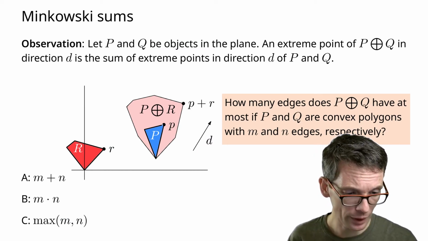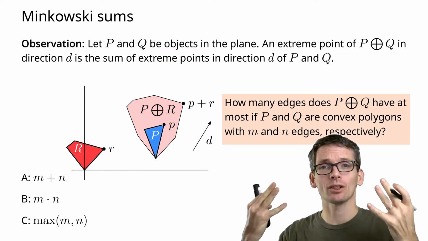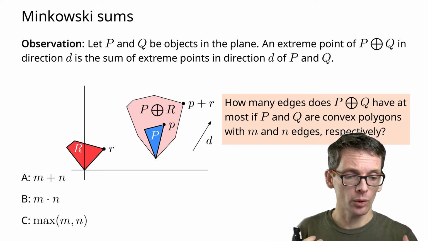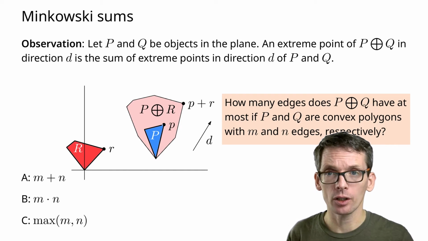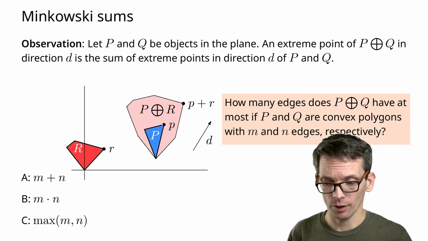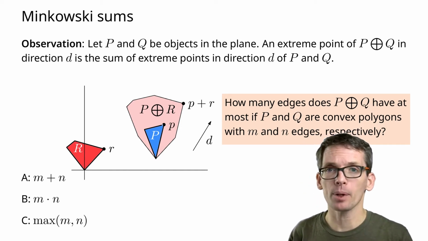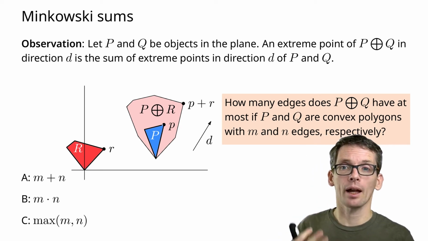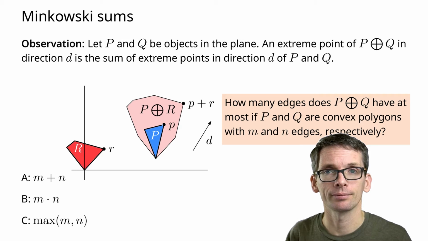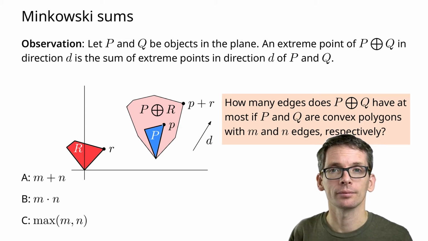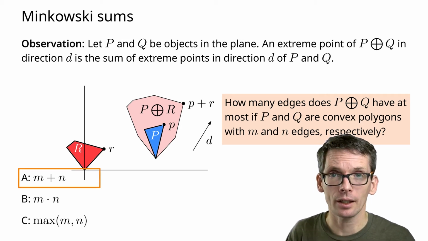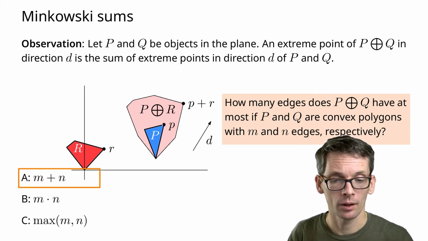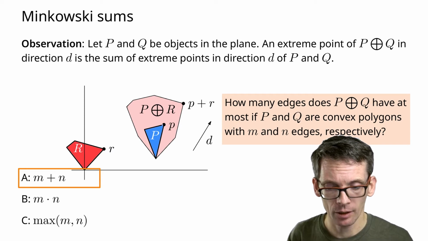So let's do that. Let's say I have two convex objects, P and Q. They have M and N edges, and I want to know how many edges does the Minkowski sum have. Is it the sum, M plus N, or is it the product, M times N, or the maximum of M and N? The correct answer is it's at most M plus N. So why is that the case?